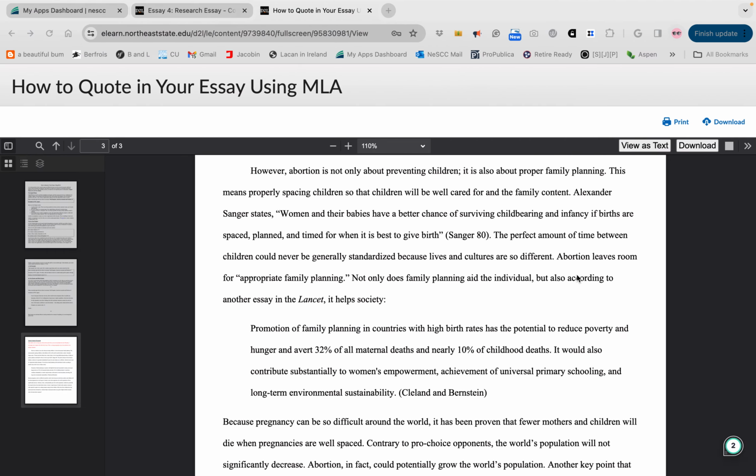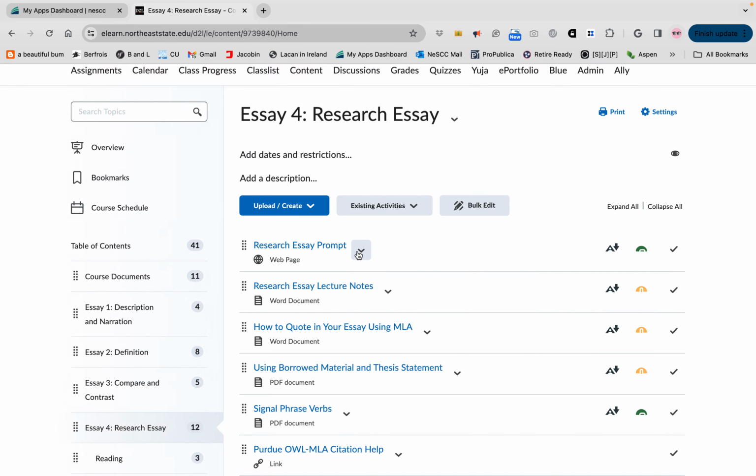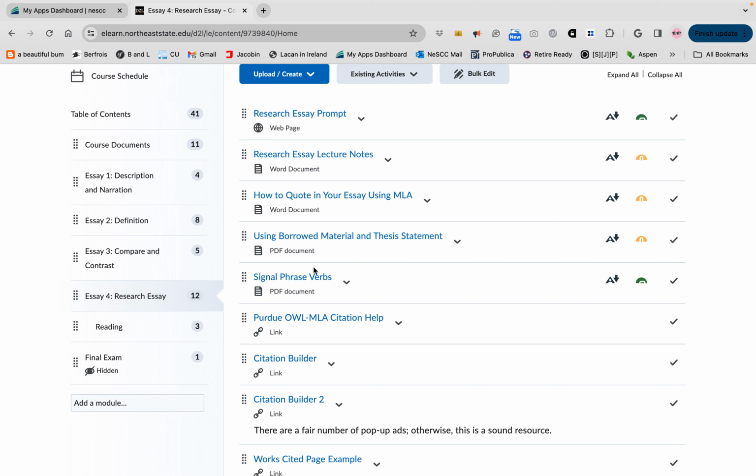A few additional things I wanted to bring to your attention. I mentioned this earlier. In the research essay module, you'll see I have this document, Signal Phrase Verbs. This is that resource that I mentioned earlier where I said I provided a list of possible signal phrase verbs that you could use so that you could introduce a bit of variety from time to time. Using the same word, writes and argues, repeatedly might become unnecessarily repetitive and redundant.